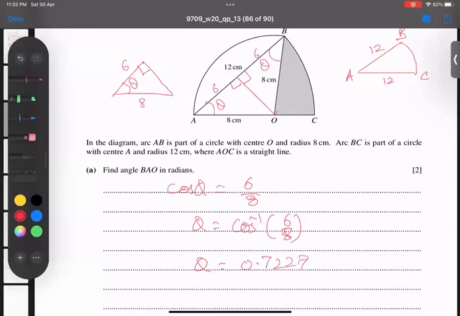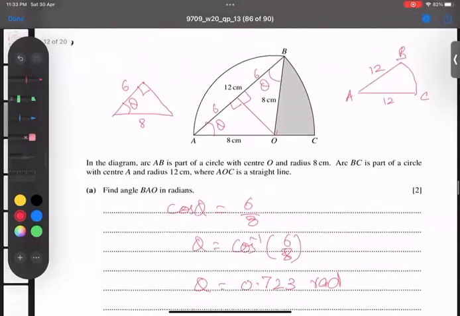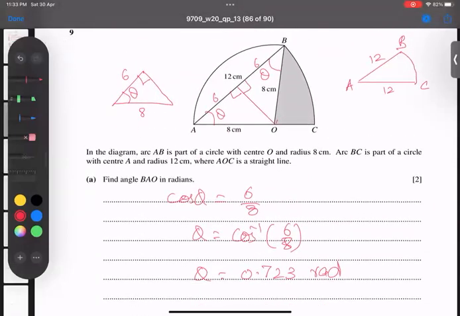0.7227. But we need 3 SF. So we round it and make it 0.723 radians. Done. And now I'm going for the next part, and the next part is shaded area. How to get the shaded area? The shaded area plan is very simple. If you look carefully, I show you, this is a big sector. You can look, I'm shading it for you, the big sector. From the big sector, this sector, you have it. Even I showed here in the diagram.